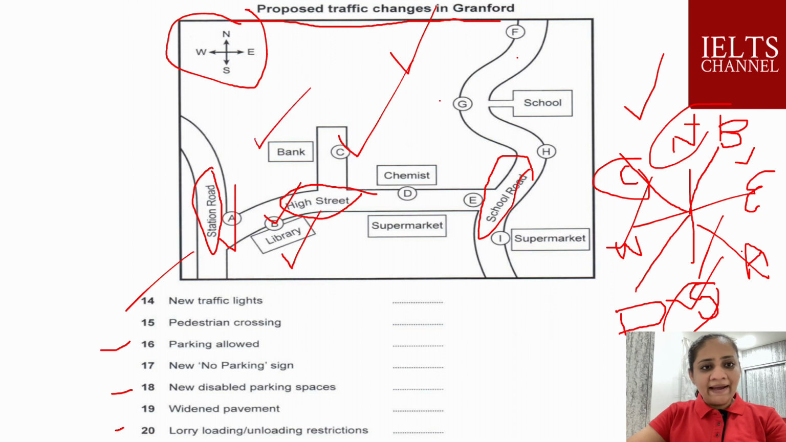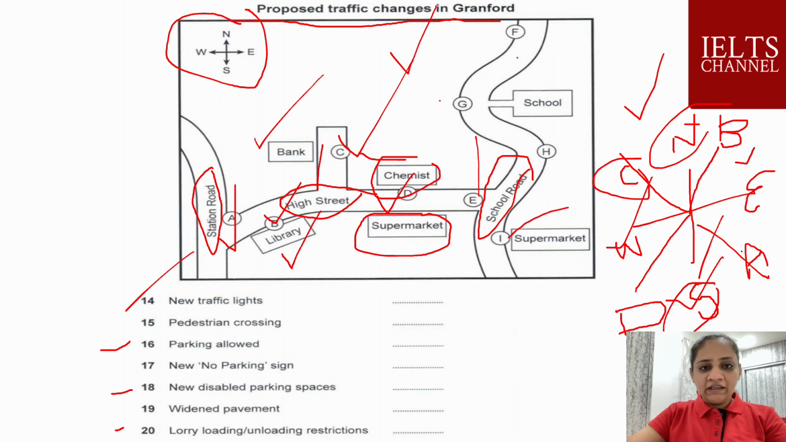Now, where is C? C is nearby the bank, or you can say on the opposite side, I mean the high street, and also nearest to the chemist too. Now D is located near the chemist or opposite to the supermarket or nearby the high street. Where is E located? E is located nearby the school road, fine.